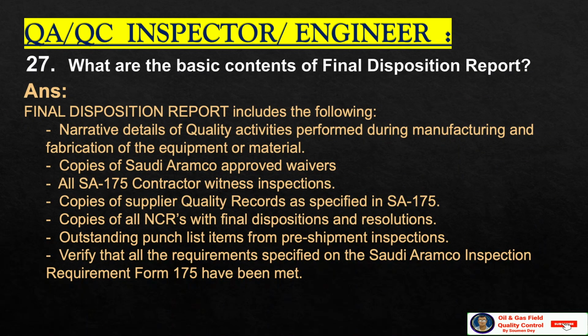What are the basic contents, or what should be included, in a final disposition report? Narrative details of quality activities performed during manufacturing and fabrication of the equipment or material, copies of the Saudi Aramco approved waivers, all SA 175 contractor witness inspections, copies of supplier quality records as specified in the SA 175 form, copies of all NCRs with final dispositions and resolutions, outstanding punch list items, if any, from pre-shipment inspection, verify that all the requirements specified in Saudi Aramco inspection requirement form 175 have been met.